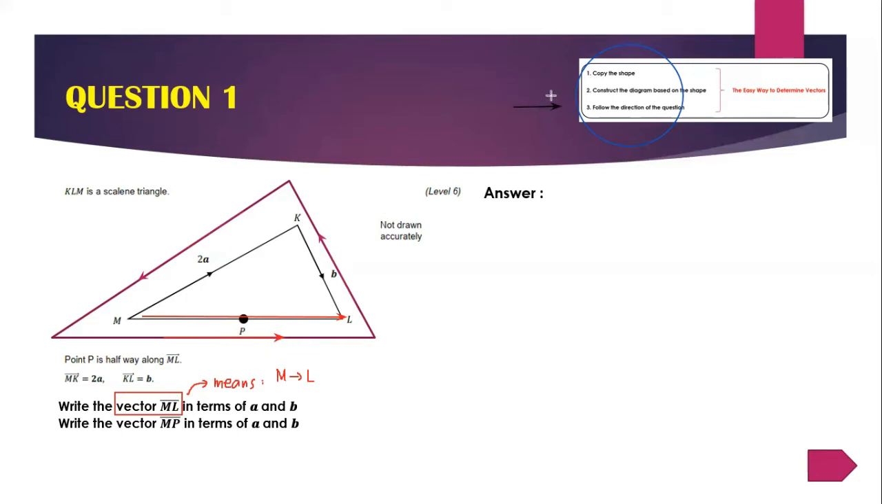Once again, copy the shape to construct the diagram. Our diagram is the purple color, right? And follow the direction. Follow the direction means from M to L because the question is ML. So our construction is anti-clockwise. Is it clear to you? Okay, good. Now you're going to answer this question.